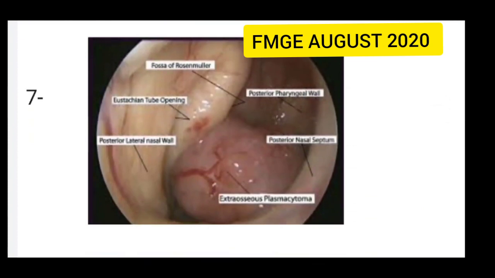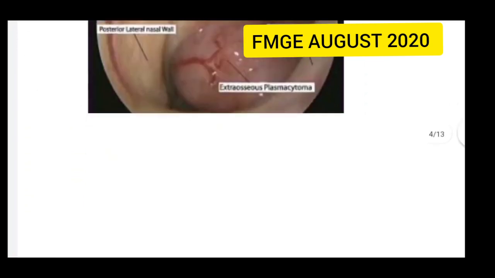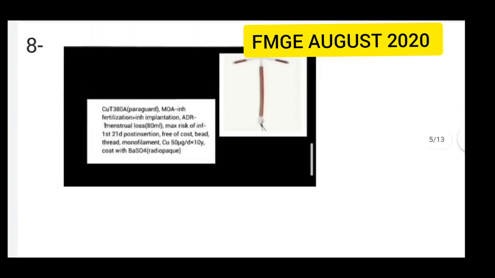Next one, you can see they have given this image. This is the eardrum, and they have asked about the inflamed part. This is the extra osseous plasmacytoma. Next one, they have given this image. This is the Copper T 380.